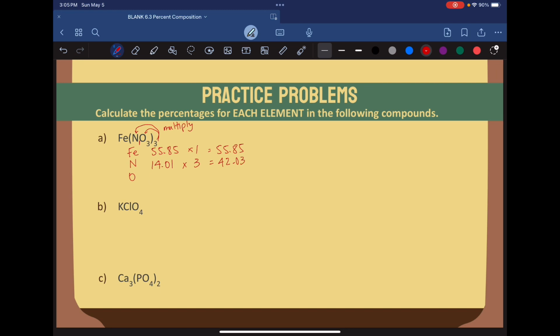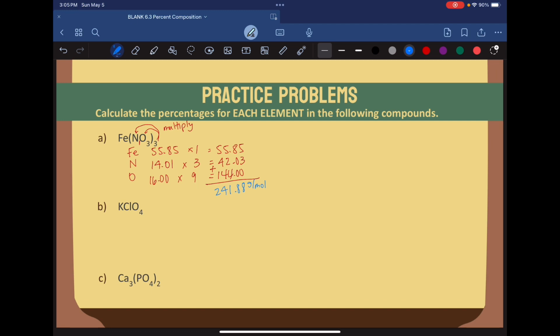42.03. Oxygen, which is 16. And 3 times 3 is 9. A lot of people will add, but you have to multiply. And you get 144. And you want to add these all together to get the molar mass. And so you'd get 241.88 grams per mole.